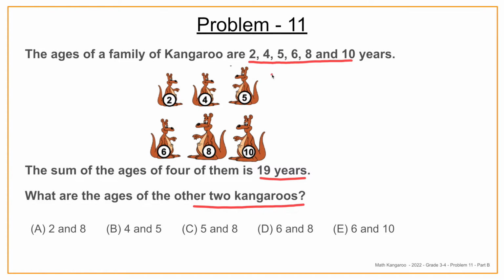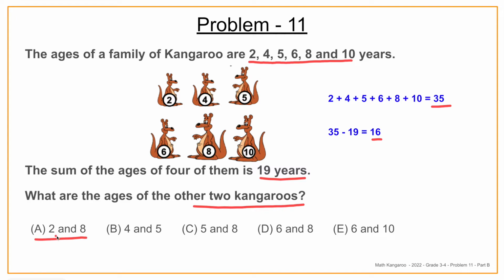So 2 plus 4 plus 5 plus 6 plus 8 plus 10 gives us 35. We know that the sum of the 4 of them is 19 years. So the sum of the other two is 35 minus 19, which just gives us 16. Now we have to find the two numbers that add up to 16. So we use option A.